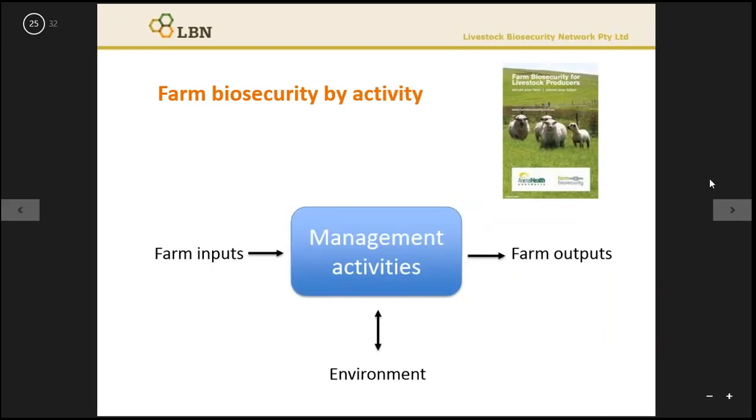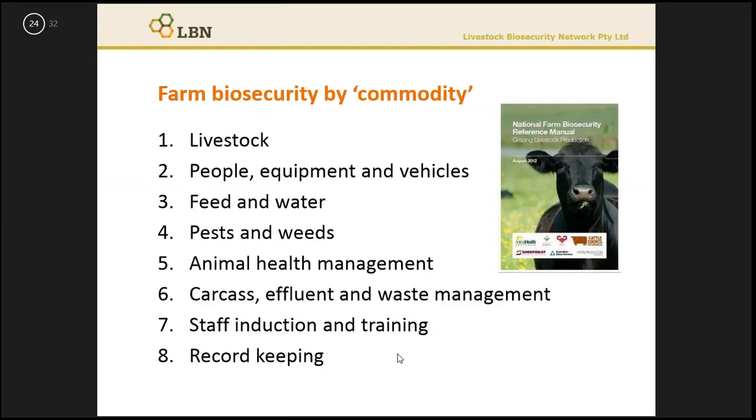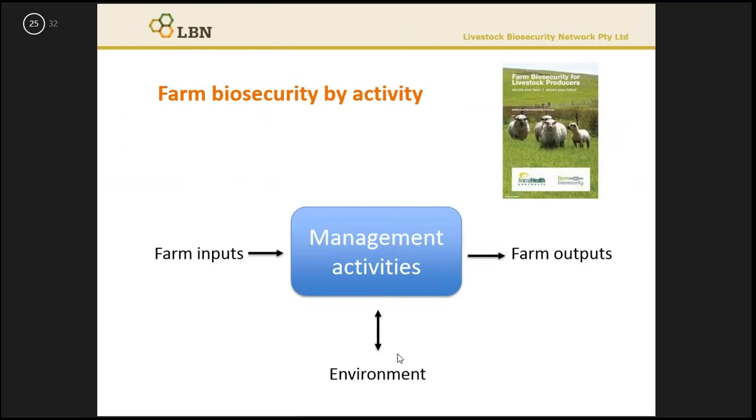The other way to think about farm biosecurity is to think about specific activities and what sort of risks each of these activities brings with it. For example, what are you bringing onto your farm? What are you taking off your farm? What's happening on your farm? And how does your farm interact with the environment? That's around weeds and pests mainly. In reality, the best approach is probably a combination of the two, whatever works for you.